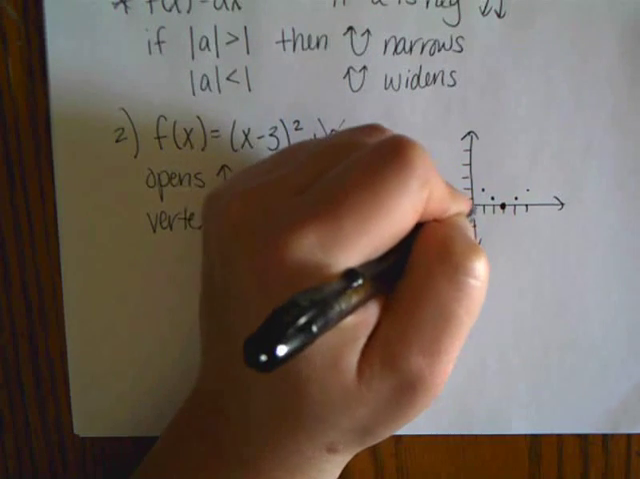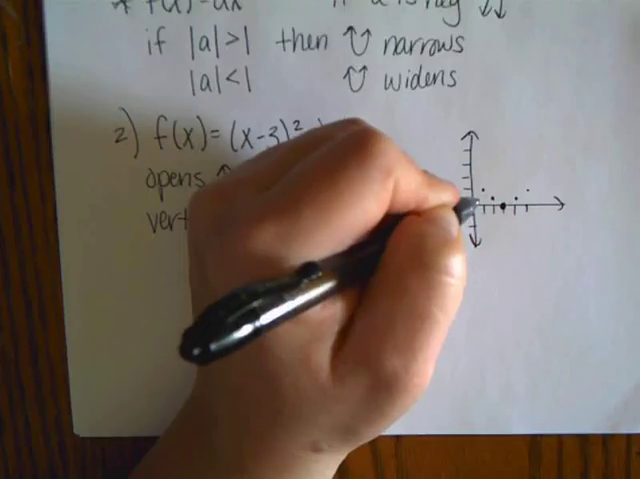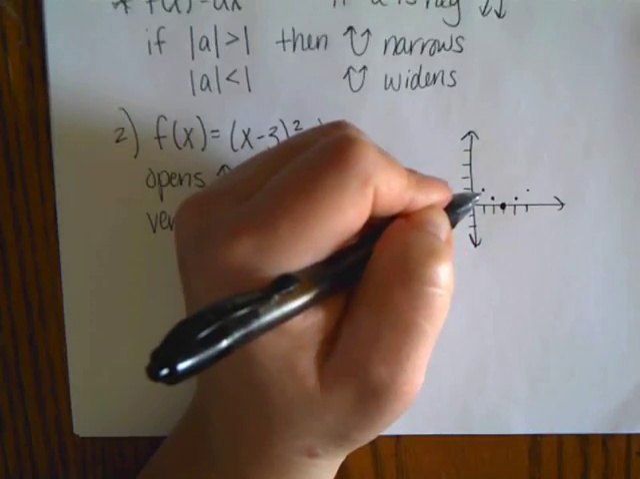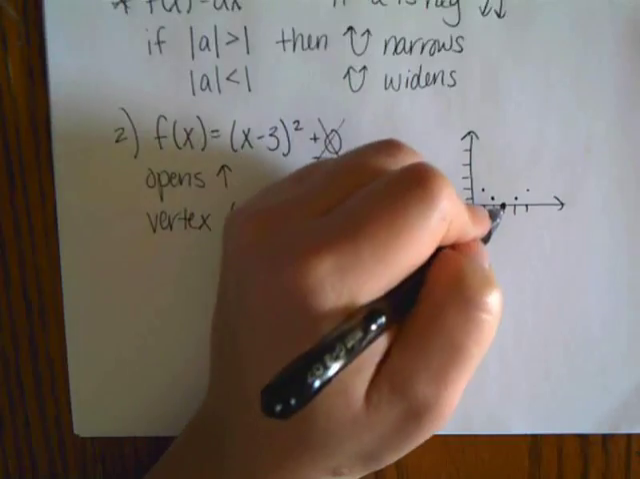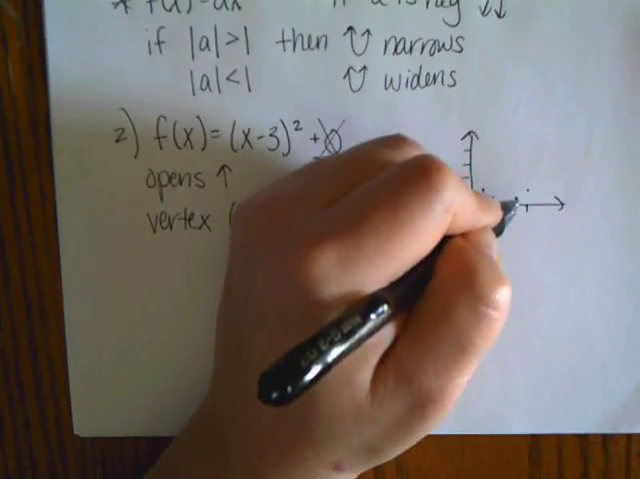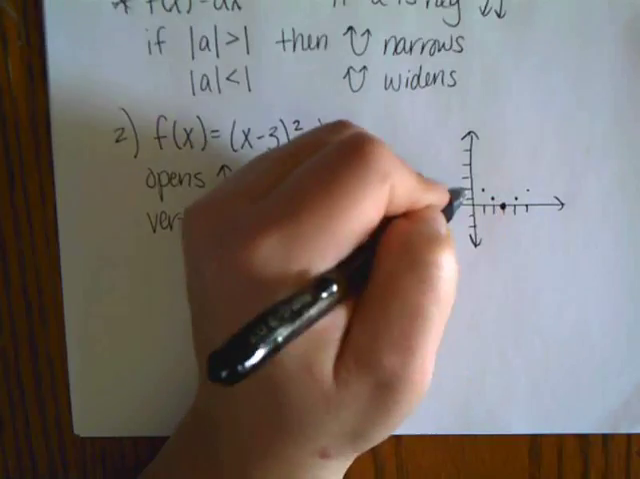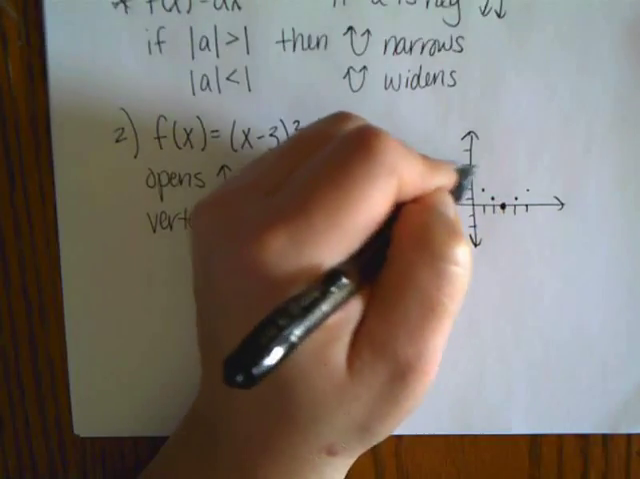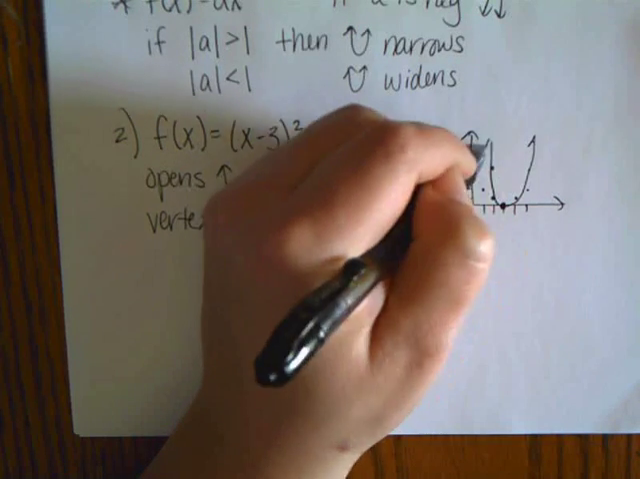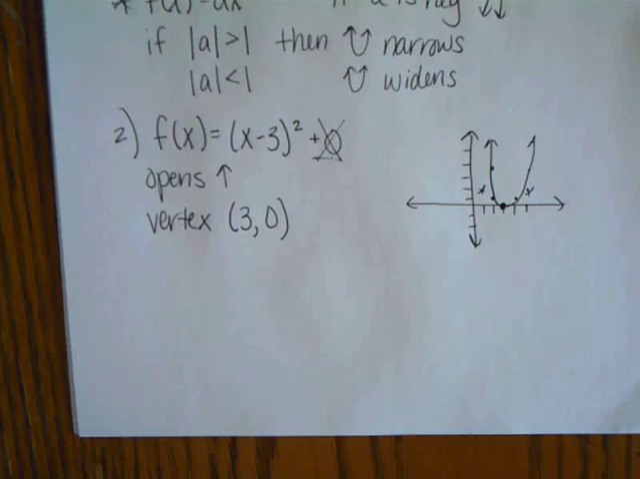Excuse me, 4. Yeah, because they're squares. Over 1, up 1, and over 1, up 4. So it's the same as that original parabola, but shifted over to the right 3 units.